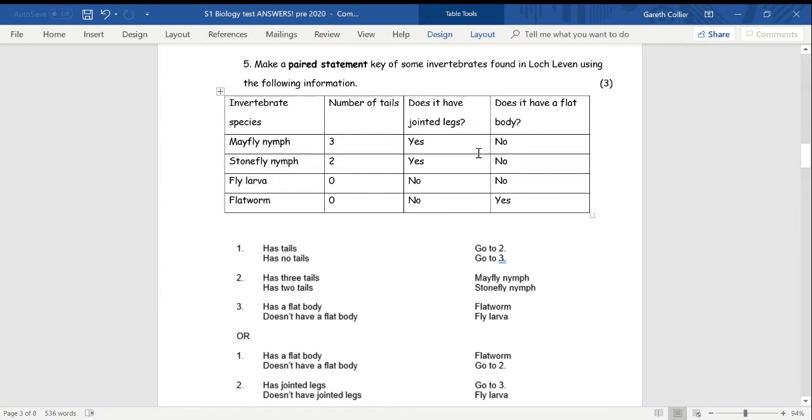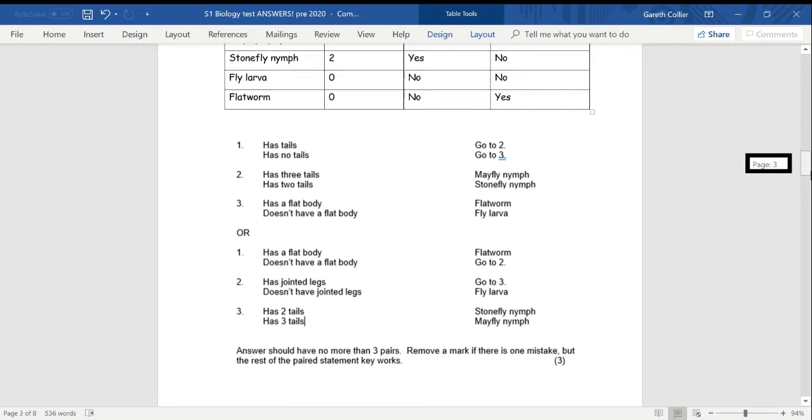It's also possible that maybe you didn't use number of tails and flat body, that maybe you've used jointed legs. For the first question, it could be something like, does it have jointed legs or does not have jointed legs? So if it was yes, again, you would end up with the same questions 2 and 3 as if you'd used tails, because these 2 have tails and they also have jointed legs, and these 2 don't have tails and have no jointed legs. So there's lots of different ways you could do it.